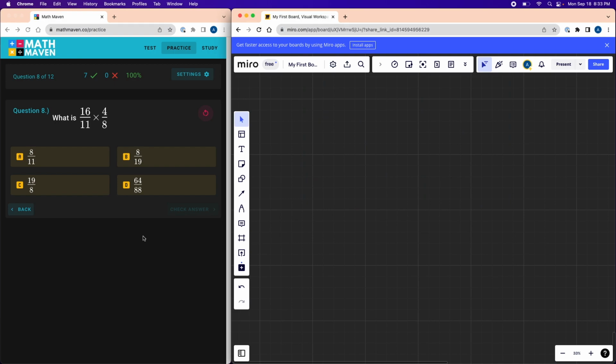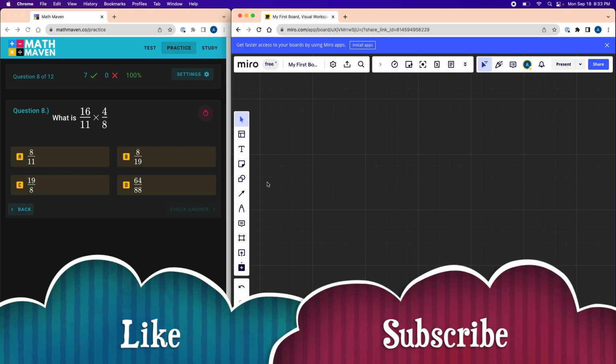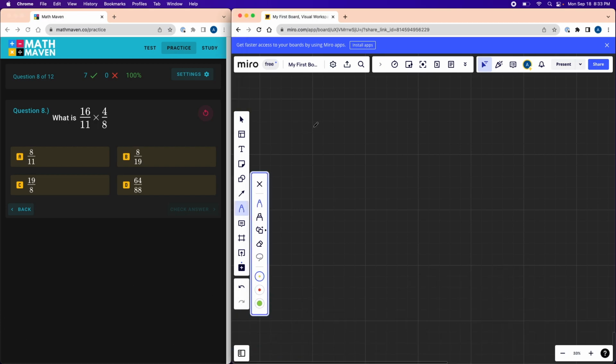Another multiplication problem. All right, what is 16 over 11 times 4 over 8? So press pause and see if you can get this one on your own here. All right, well, hopefully you attempted that one here, and let's go through it together. We have 16 over 11 times 4 over 8. Again, first thing I'm going to do here is try and simplify. 16 over 11 appears to be in its simplified state already, but 4 over 8, really that's just 1/2.